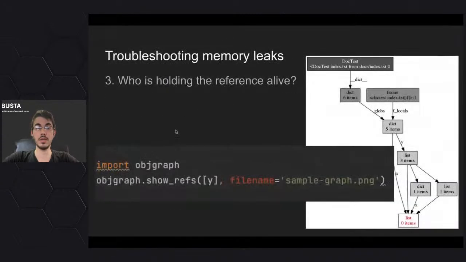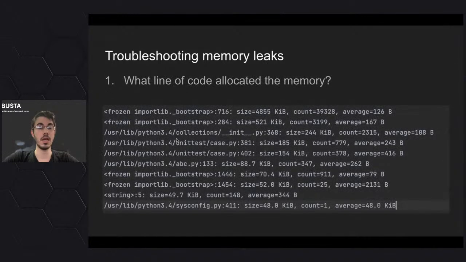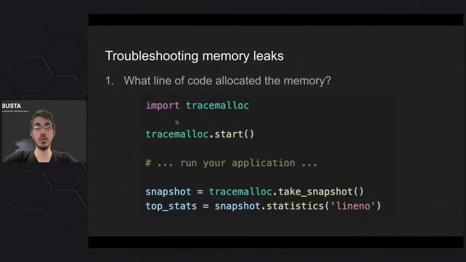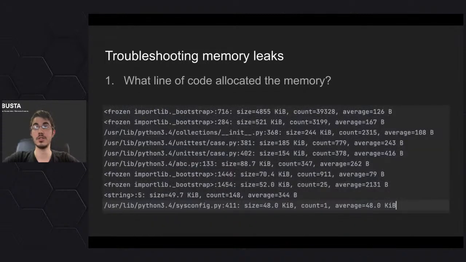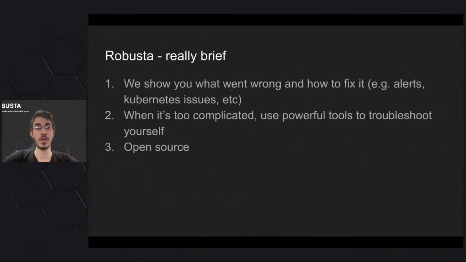So if I go back, you can use Object Graph to get the different graphs. You can troubleshoot the memory leaks with Tracemalloc. You can use PySpy for the CPU usage. You will be able to get all of that without Robusta as well. Like I said, we're really not inventing the wheel. We're just taking these existing tools and adapting them. So if you don't use Kubernetes, then please feel free, go ahead and use these without Robusta.